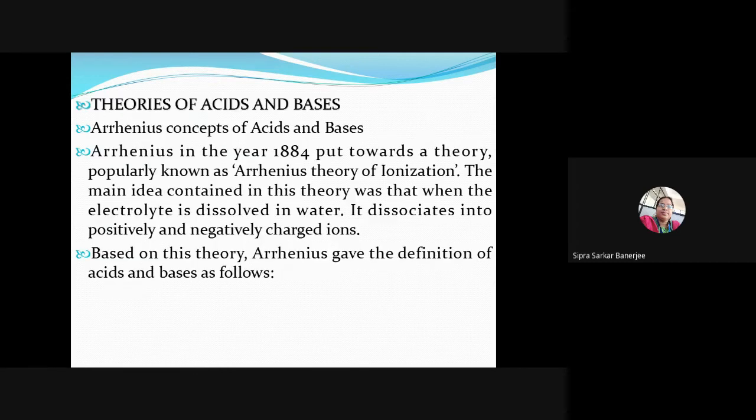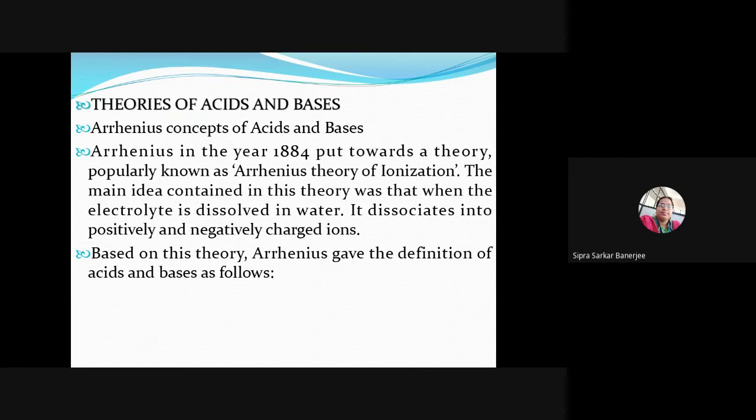Now, there are some concepts of acids and bases. Some scientists have derived concepts, like Arrhenius. Arrhenius, one of the important scientists, in 1884 put forward a theory known as the Arrhenius theory of ionization. The main idea in this theory was that when an electrolyte is dissolved in water, it dissociates into positively and negatively charged ions.